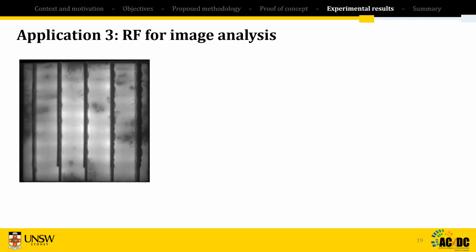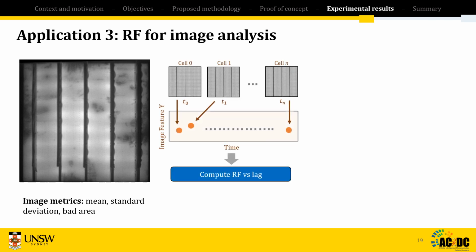We can actually translate this spatial information to one-dimensional information by taking image metrics such as the mean, standard deviation, etc. And once you have the image features that you like, you can plot it as a function of time and compute the RF versus lag.